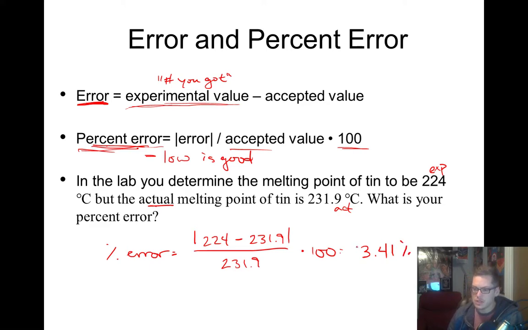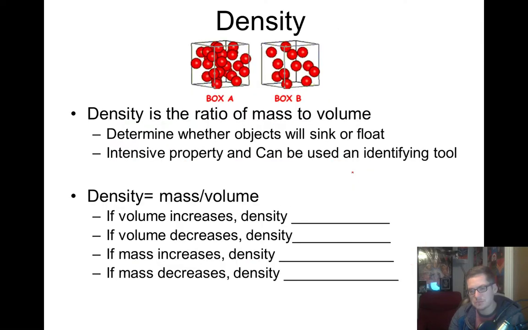Now, sig figs on this kind of problem is a little bit funky. What I would suggest is just looking at it and using your addition, multiplication, division rule. This has 3 sig figs, so we'll just go ahead and use 3 sig figs for our answer there. So our percent error for the melting point of tin was 3.41%. So not too bad, not too bad.